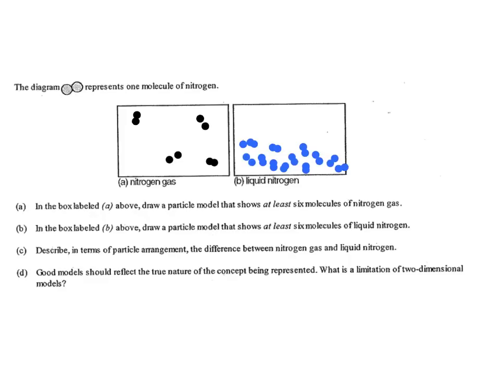The last question asks, good models should reflect the true nature of a concept being represented. What is the limitation of a two-dimensional model? One of the biggest limitations of two-dimensional models is they don't show movement, which is really important when describing the behavior of gases and liquids.